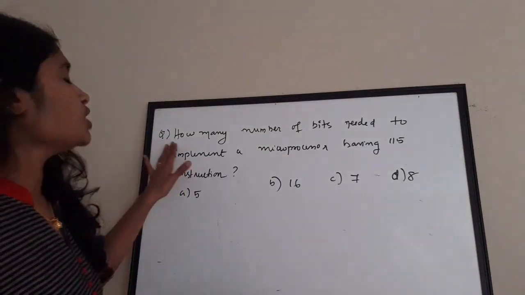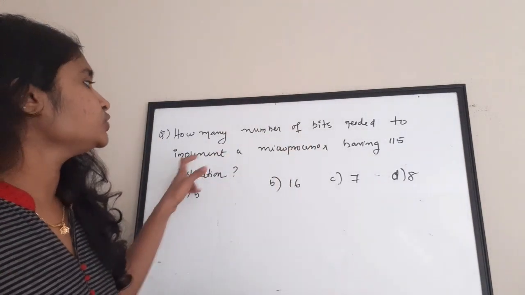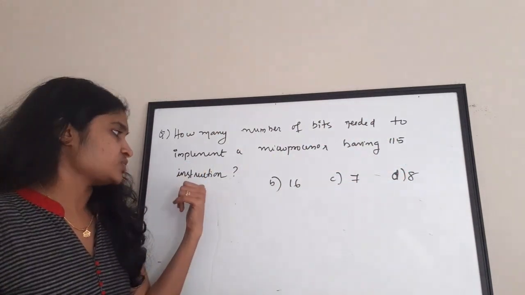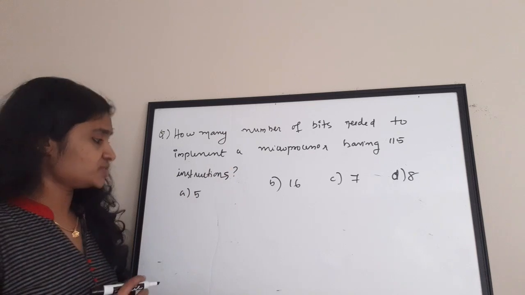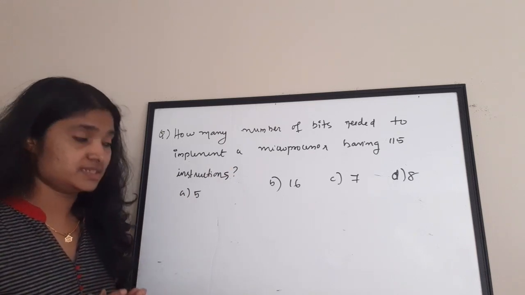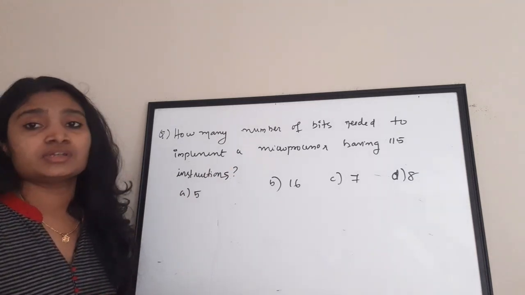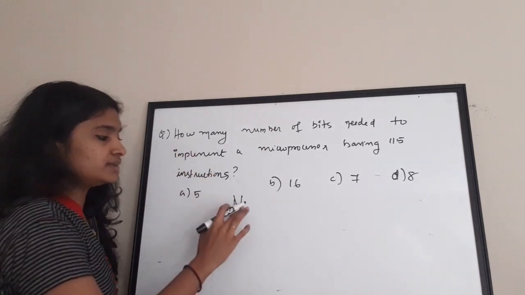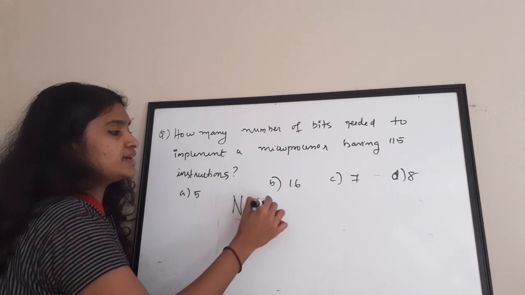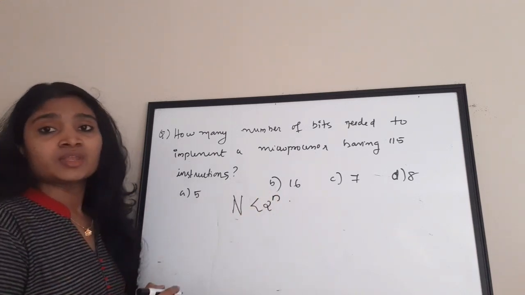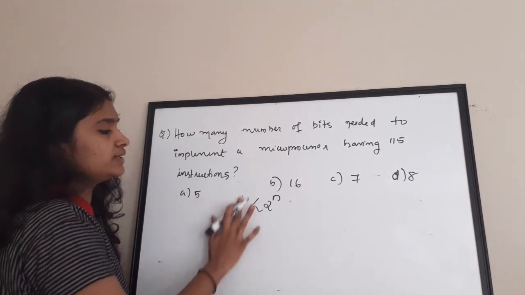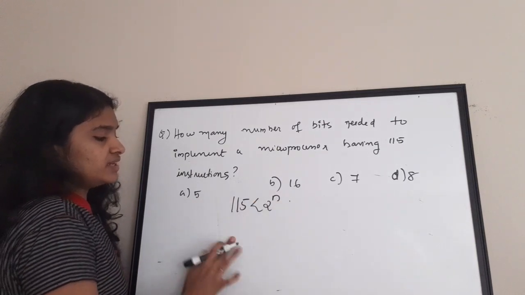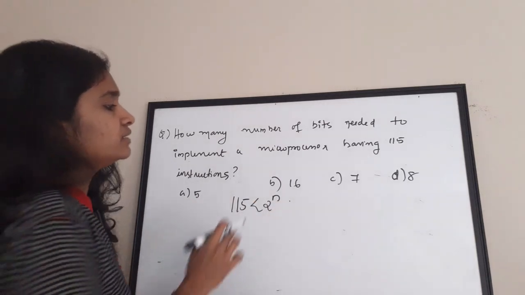Question is, how many number of bits needed to implement a microprocessor having 115 instructions? Okay, so the options given are A 5, B 16, C 7 and D 8. So here if there is n number of instructions, then the relation is n should be less than 2 raised to number of bits. Okay, so here n is 115. So we'll try with various values.